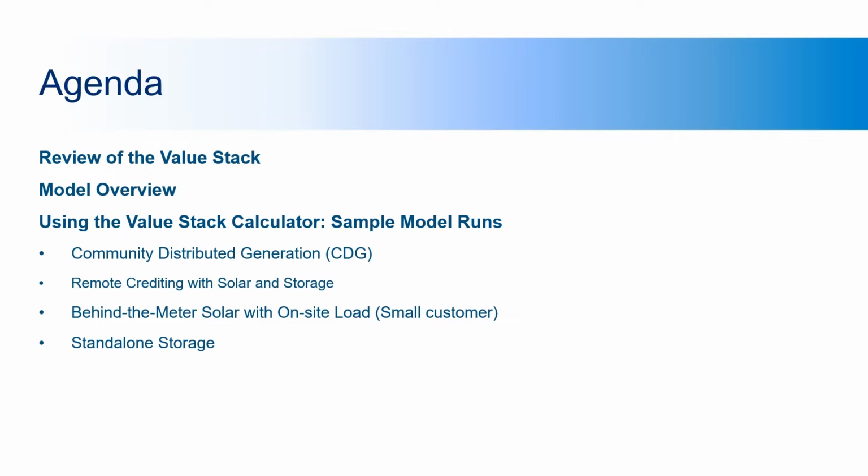In this training, we will begin with a recap of the value stack, including its components and other resources that are available to users. We will provide an overview of the value stack calculator itself and highlight the updates made for version 3.0, then walk through 4 examples using the calculator to model different types of DER projects. By the end of this training, the goal is for users to be familiar with the broad elements of the value stack and able to use the value stack calculator on their own for a variety of project types.